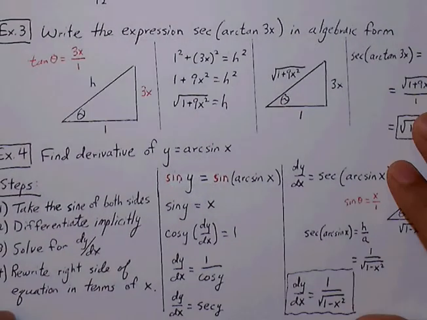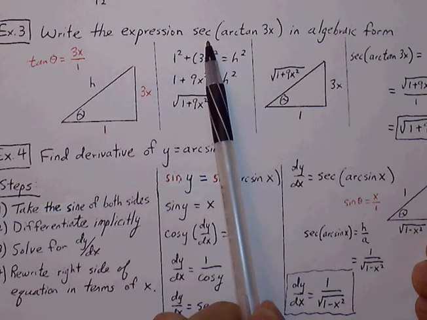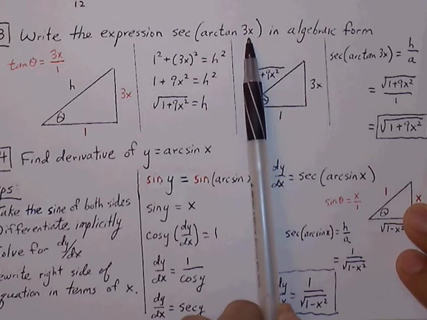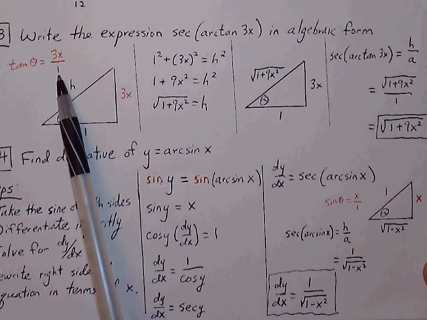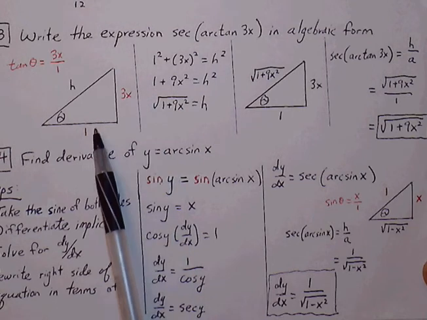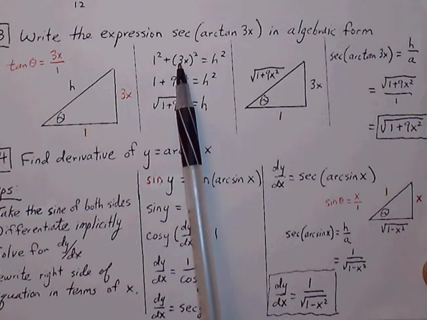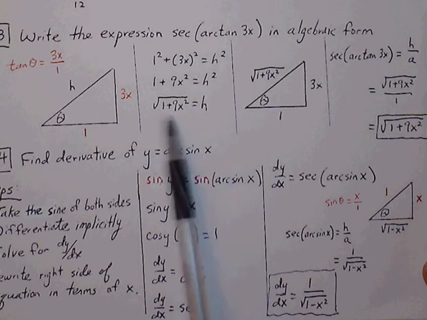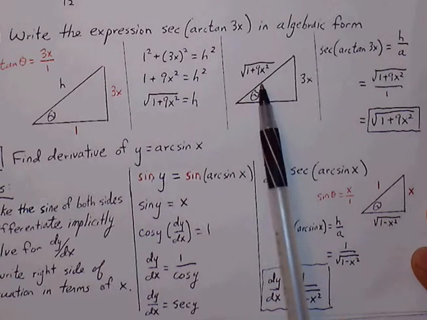Example 3, write the expression of secant of arctangent of 3x in algebraic form. In other words, find the secant of the angle whose tangent is 3x. So tangent of theta is 3x, which is 3x over 1. Opposite over adjacent, opposite is 3x, adjacent is 1. We can use the Pythagorean theorem to find h. So 1 squared plus (3x) squared is equal to h squared. So 1 plus 9x squared equals h squared, so h is the square root of 1 plus 9x squared, and that's simply the hypotenuse here.